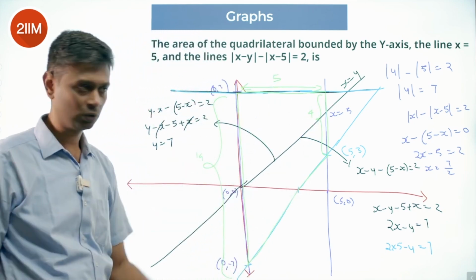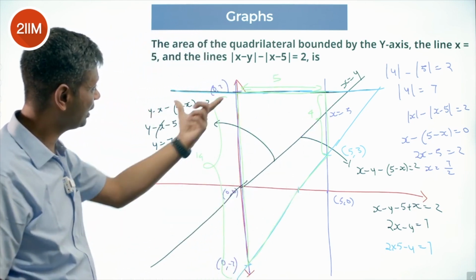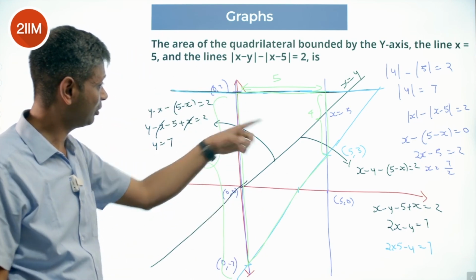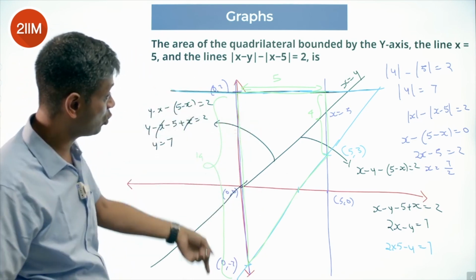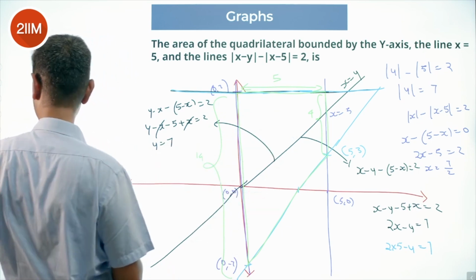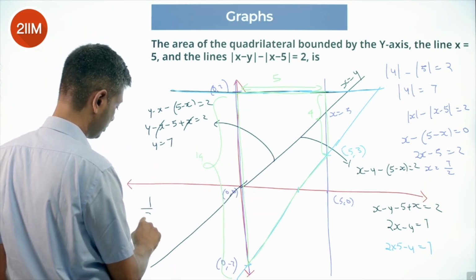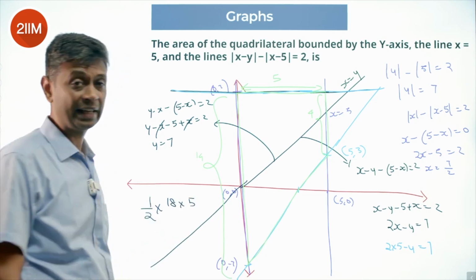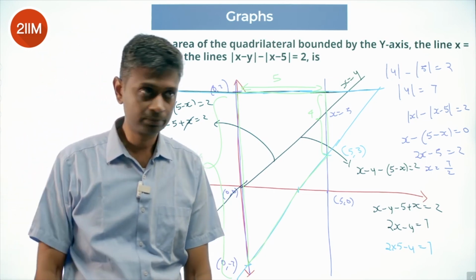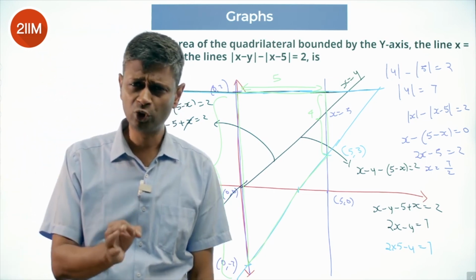5, 0, 0, 0. Area is half into distance between the two parallel lines into sum of the two parallel sides, not non-parallel sides. 14 plus 4 is 18. Area is half into 18 into 5. 9 into 5, 45 square units. Beautiful question, properly time consuming, properly challenging.